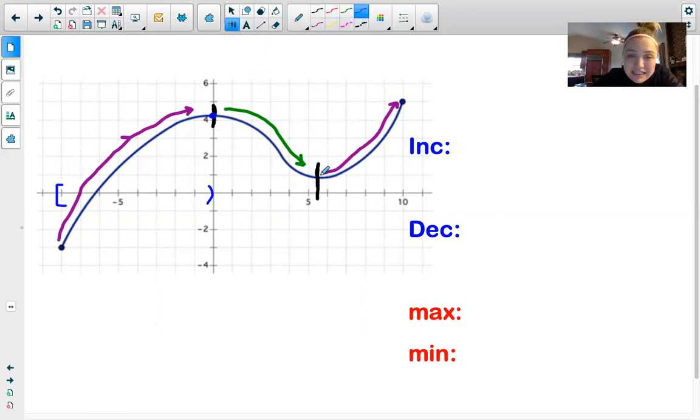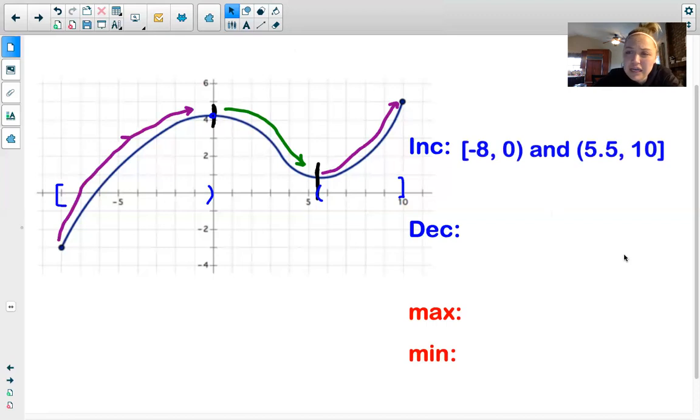My second increasing interval starts here, but again, this bottom dot is not increasing or decreasing. So I have to do an open circle because that's an unknown zone. That's where it's changing from downhill to uphill. And then it can finish its uphill increasing over here at 10. Okay, so we've got from -8 to 0, and then from 5.5 to 10. Those are our 2 increasing intervals.